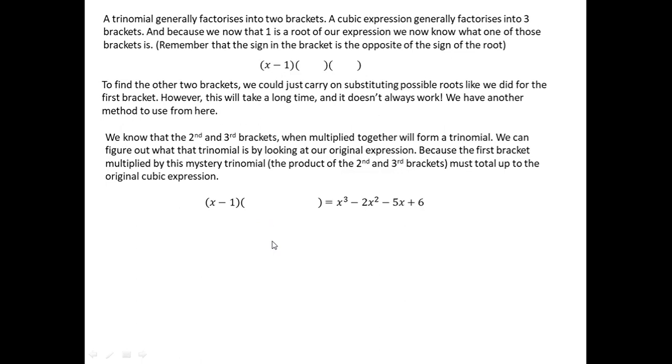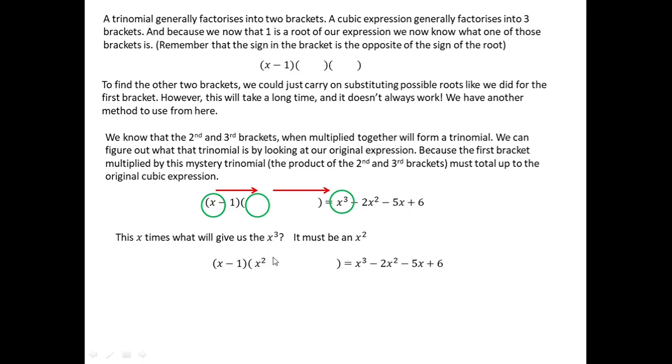Well, there's some parts of it that are quite easy to deduce, because we know that that x times this must give us x cubed. So that x times whatever goes there must give us x cubed. So what must that number be? X times what gives me x cubed? It must be x squared. So that's what we know so far.